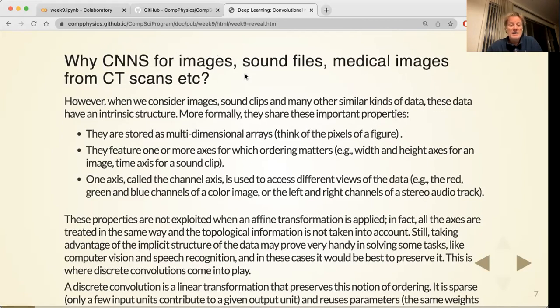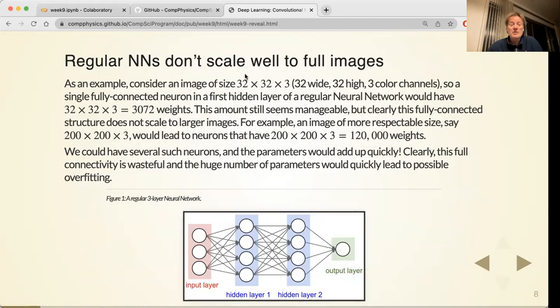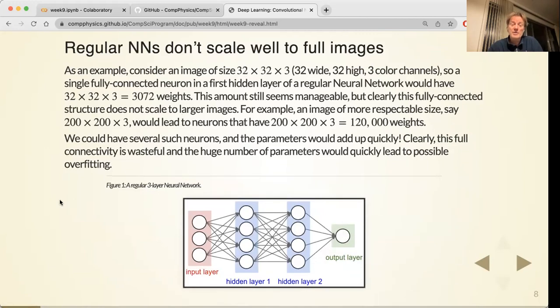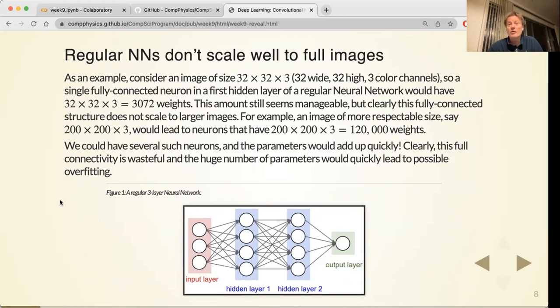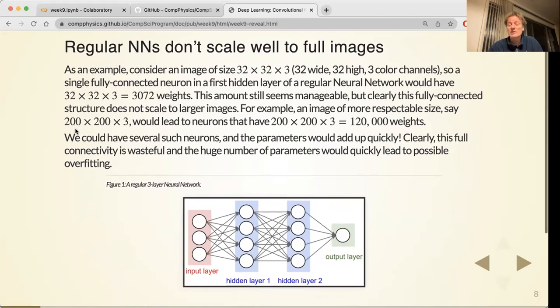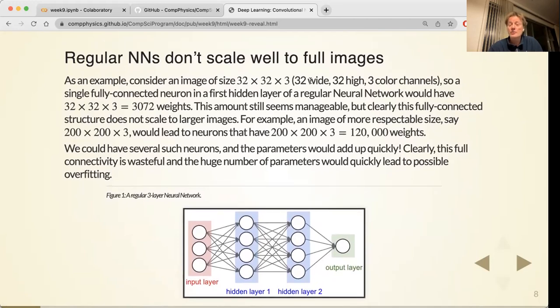These are slides which we went through a little bit last time, and I'm not going to repeat them. But this is just a quick repeat from last week: if you wanted to perform image recognition on an image of size 32 pixels times 32 pixels, which we normally would call 32 wide and 32 high, with 3 color channels, you would need something like 3072 weights for just one single fully connected neuron. And if you want to increase this to an image of a more respectable size, 200 times 200, it leads to quite many weights for just one single neuron.